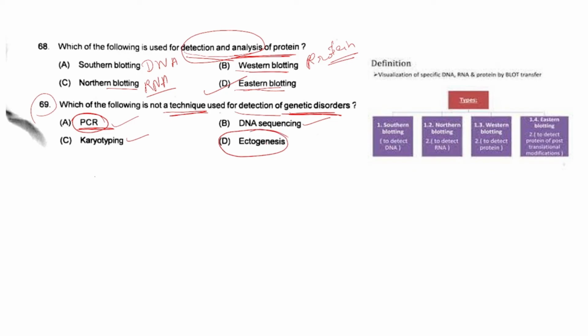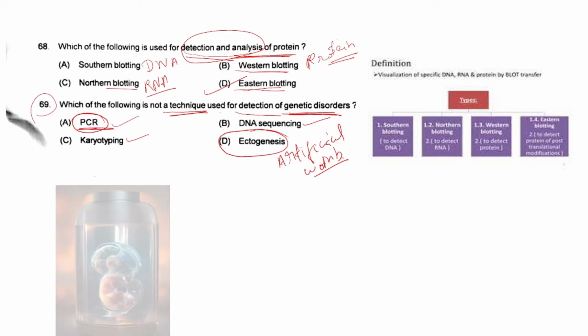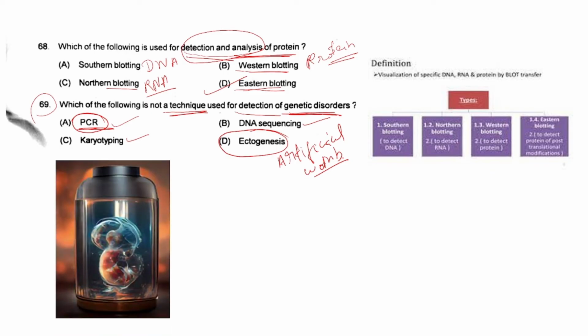The last option is ectogenesis. Ectogenesis is related to the concept of artificial womb. This is something related to reproductive biology. Here I can show you how the embryo is developed artificially in the laboratory. This is what ectogenesis talks about. So option number D will be the right answer. It is not a technique used for detection of genetic disorders.